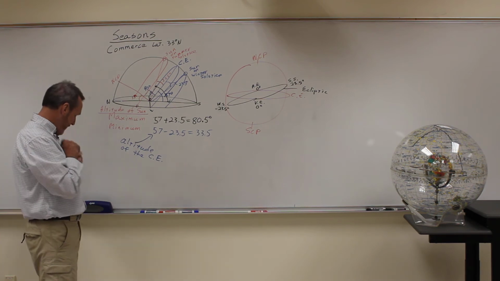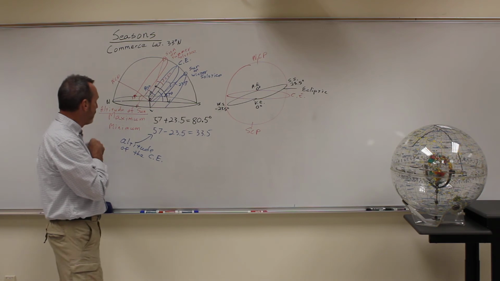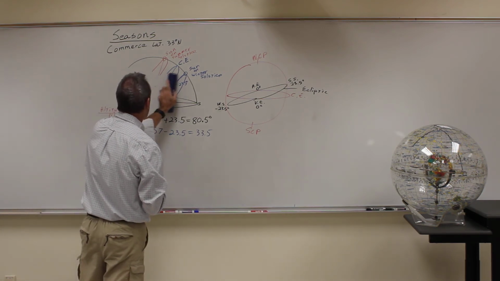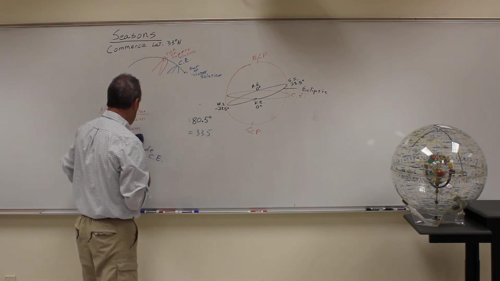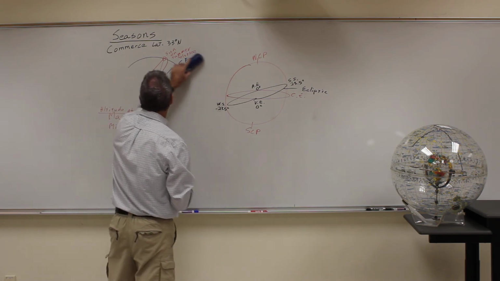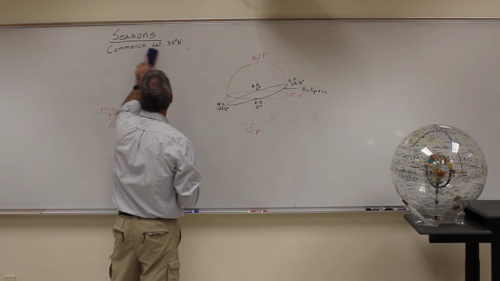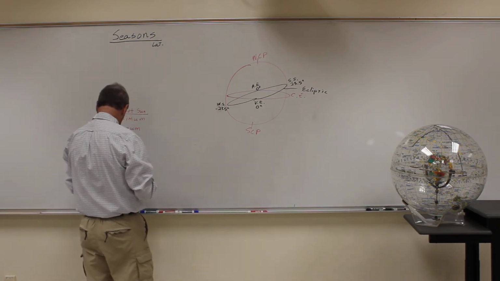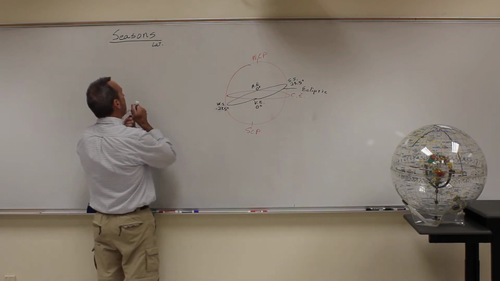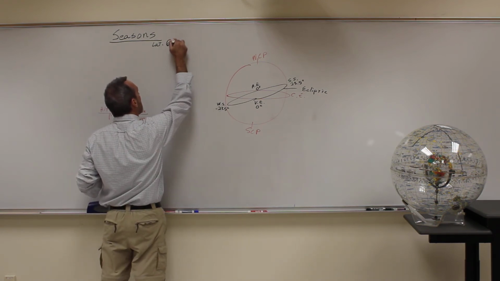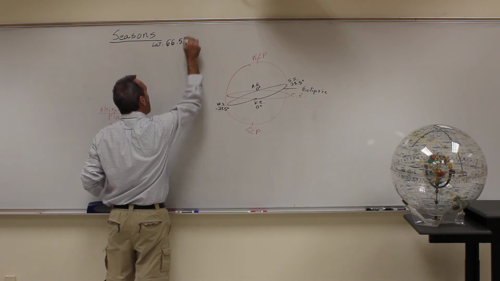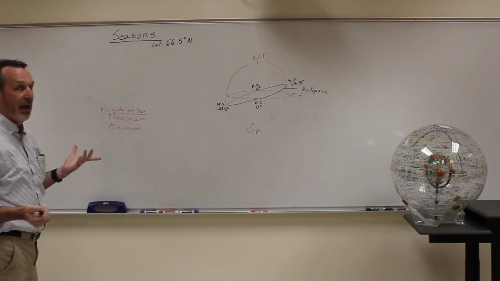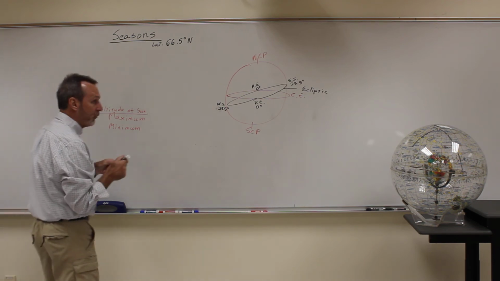All right, let's do a case where it's a more extreme case. So we're going to figure out the altitude of the sun, but we want to do it for somewhere like a latitude of 66.5 degrees north. All right. 66.5 is a very special number, and I'll show you why.